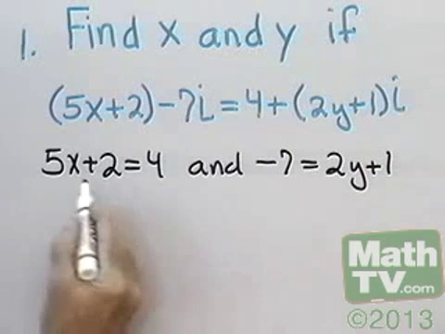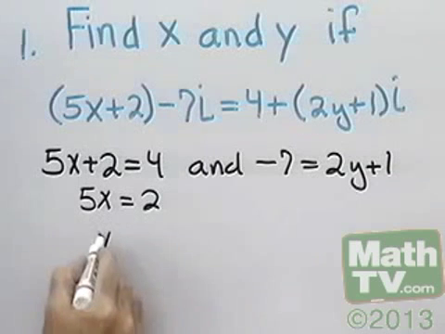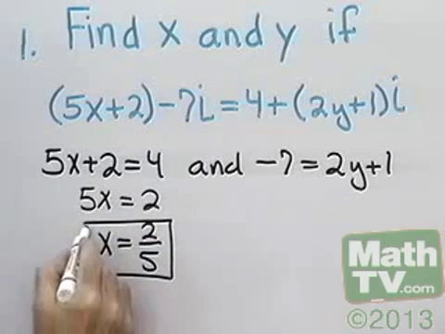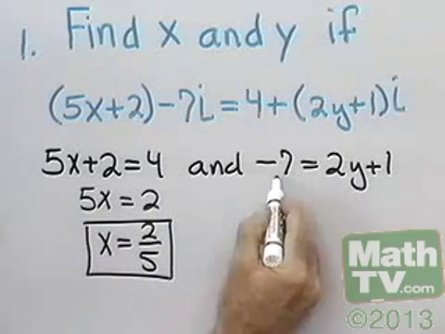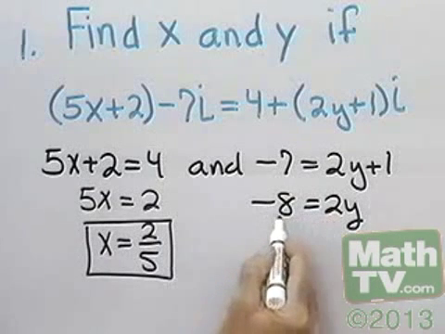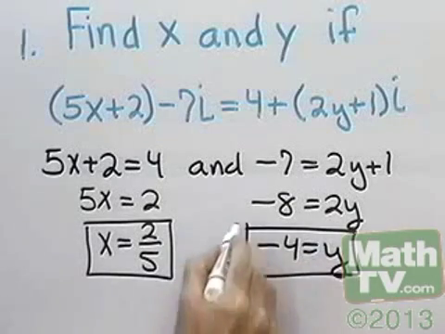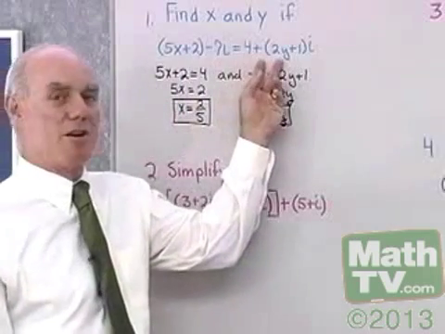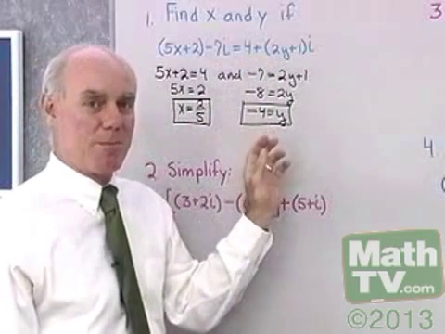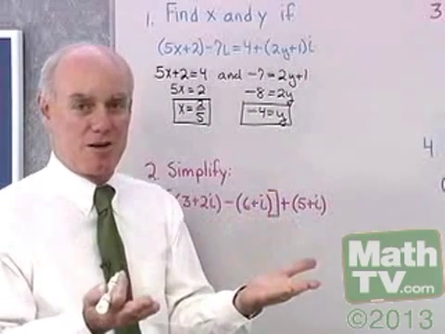I'll solve this equation for x by adding negative 2 to both sides and then dividing by 5. So I get x is equal to 2/5. I'll solve this equation by adding negative 1 to both sides. I have negative 8 is equal to 2y. Then I'll divide both sides by 2 and have negative 4 is equal to y. So in order for these two complex numbers to be equal to each other, it must be true that x is 2/5 and y is negative 4. And the point of this problem is that two complex numbers are equal if their real parts are equal and their imaginary parts are equal.